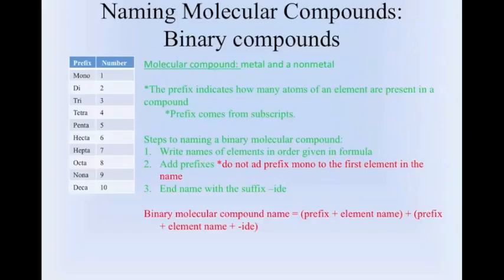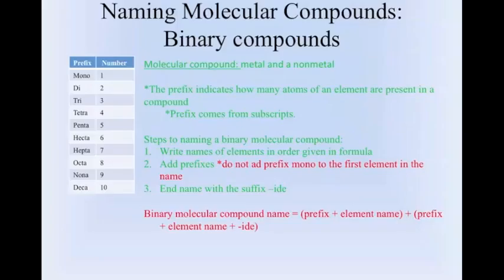So, steps to naming a binary molecular compound. Write the names of the elements in the order given in the formula. Add prefixes. Do not add the prefix mono to the first element in the name of any compound. End the name with the suffix IDE.